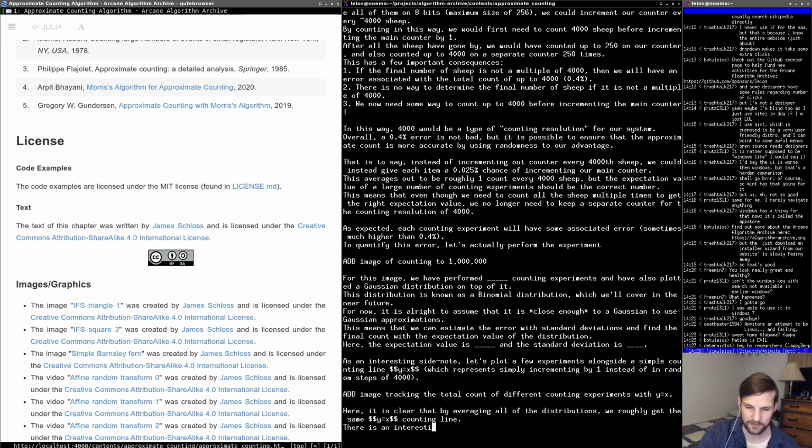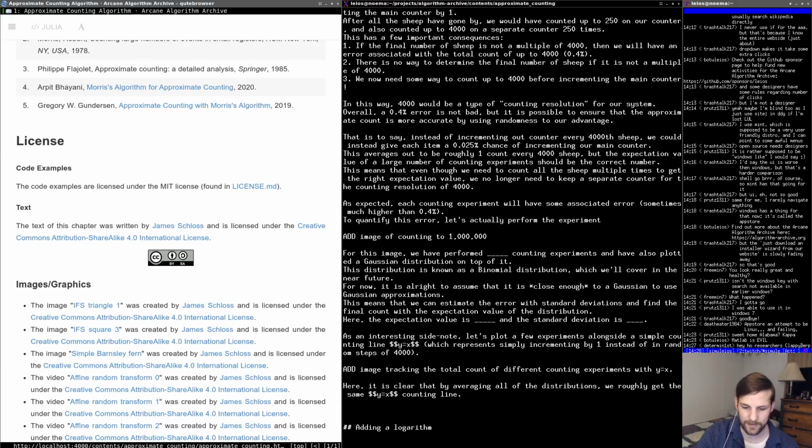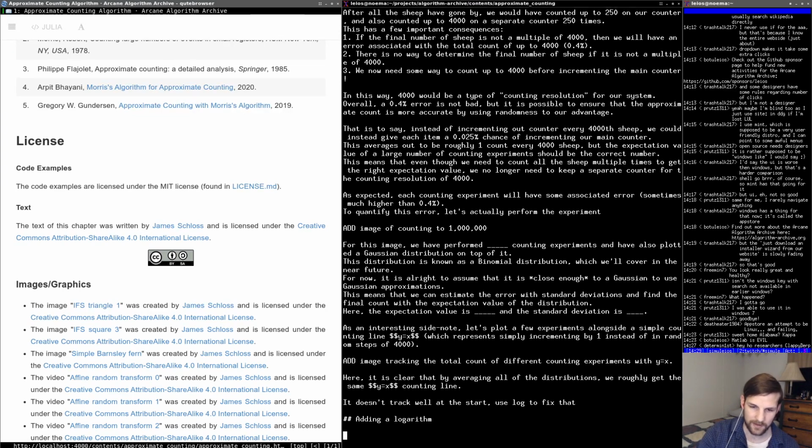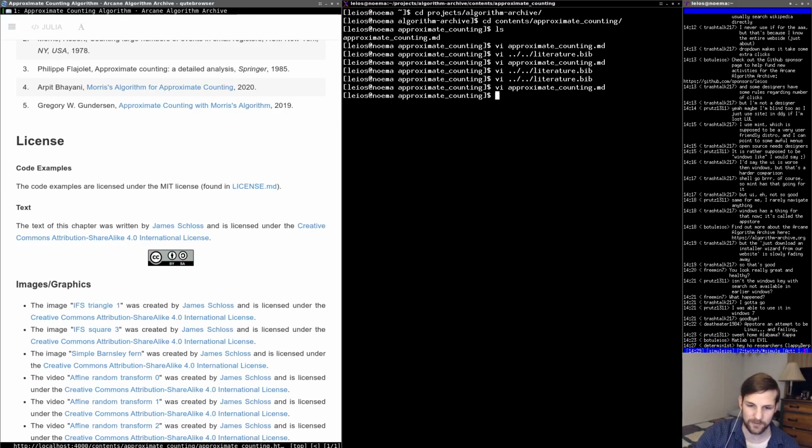There is an interesting case to be made at the start. So what I want to say here is that I think I'm just going to write it down. Again, I'm just trying to get the skeleton, not actually do any of the writing here. So now we're going to say it doesn't track well at the start, use log to fix that. And then in here, we're going to also do the same thing for histogram plus tracking line images. And I think that's kind of where I want the chapter to be.